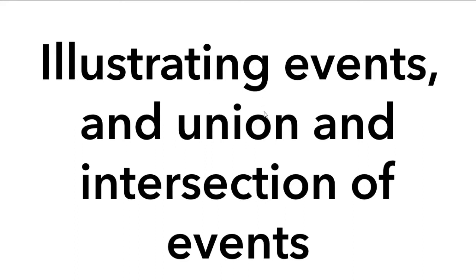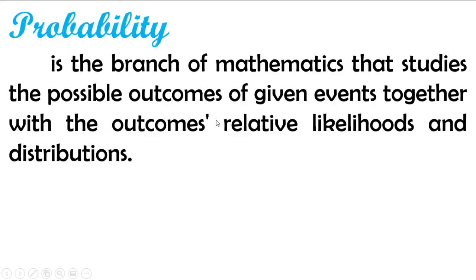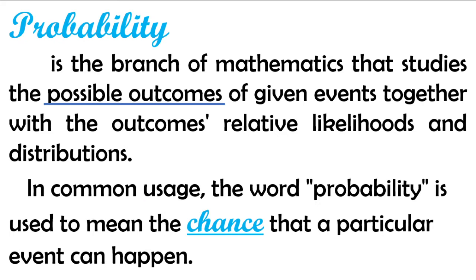We're now in probability, so let's first define what probability is. Probability is the branch of mathematics that studies the possible outcomes of given events together with the outcomes' relative likelihoods and distributions. In common usage, the word probability is used to mean the chance that a particular event can happen. So probability is all about chances in which a particular event can happen.